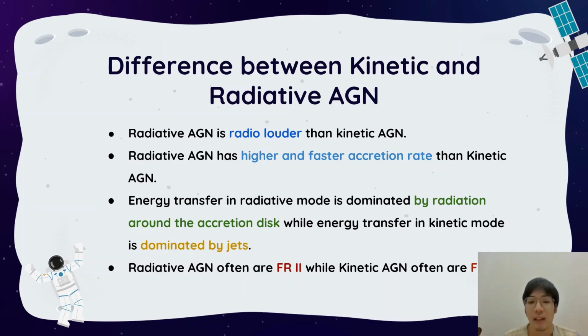Third, the energy transfer in radiative mode is dominated by the radiation of the accretion disk. It's because radiative mode AGN has a very fast accretion rate, so it releases energy through radiation around the accretion disk, while the energy transfer in kinetic mode is dominated by the relativistic jets instead of the accretion disk, due to the slower accretion rate. Last but not least, radiative AGN are often FR2 class AGN, while kinetic AGN are often FR1 AGN.